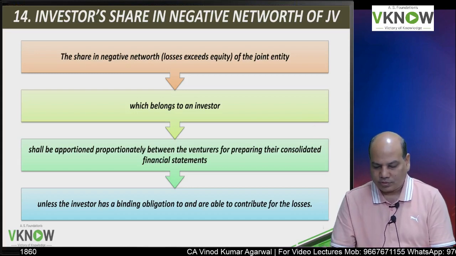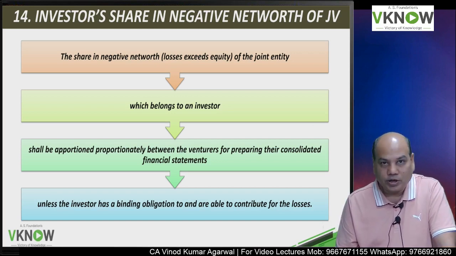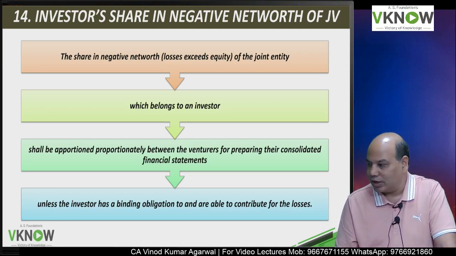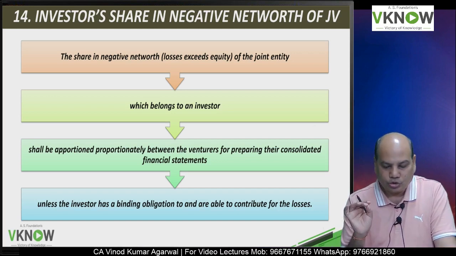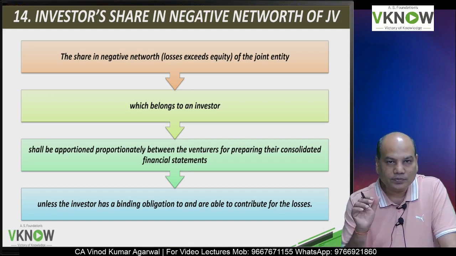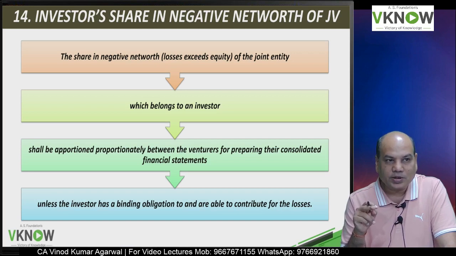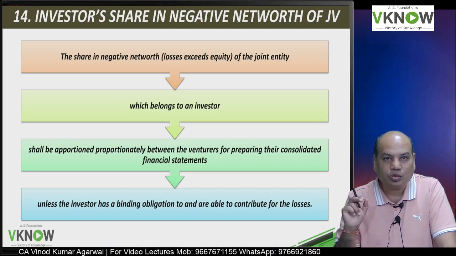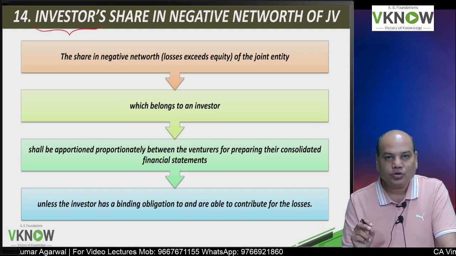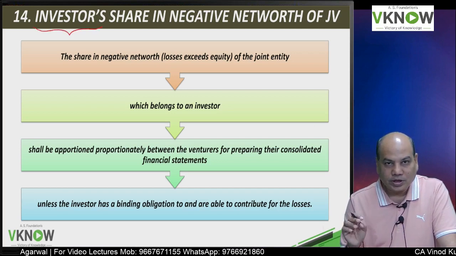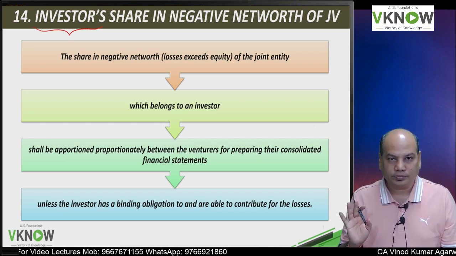In the last few paragraphs, we have covered the important parts. Paragraph 14: investors' share in the negative net worth of a joint venture. In a joint venture, there are two types of stakeholders. One is called the venturer. Venturers are the parties who have joint control over the venture. And there is another party who is called the investor. The investor is a party to the joint venture, but does not have joint control.